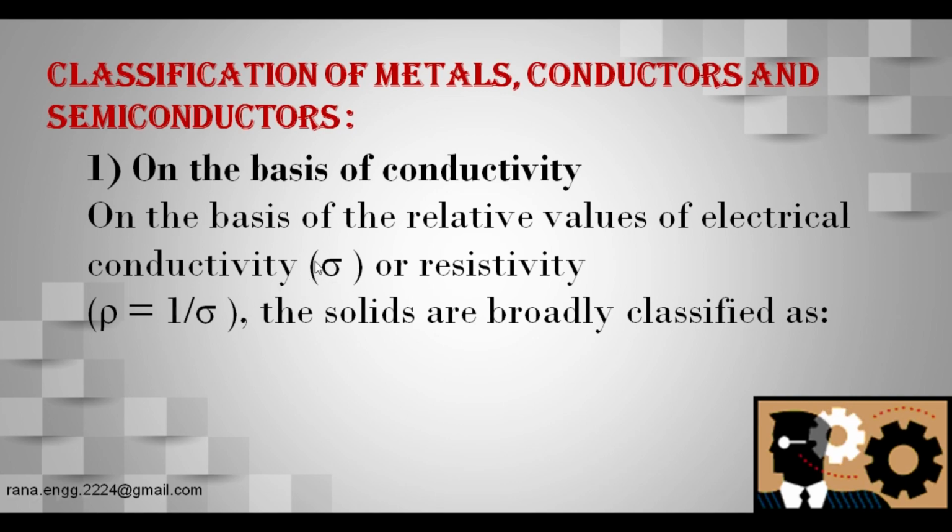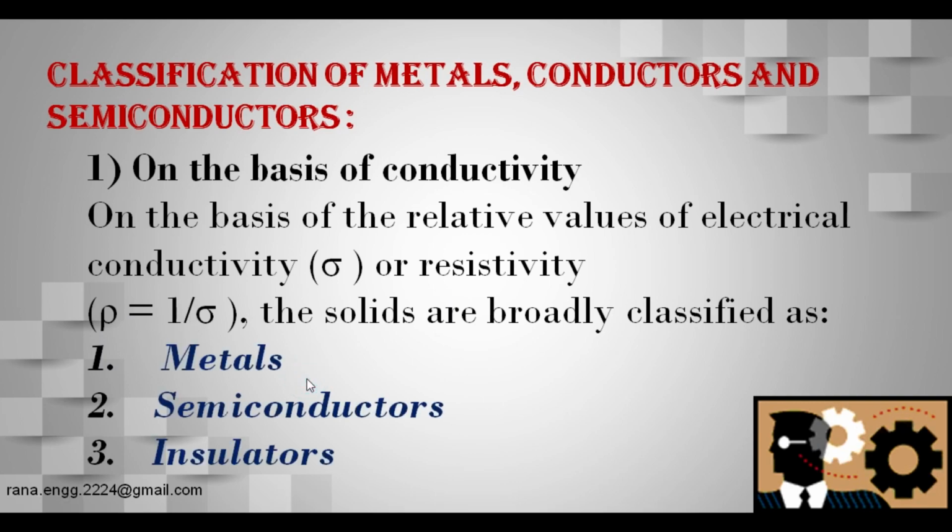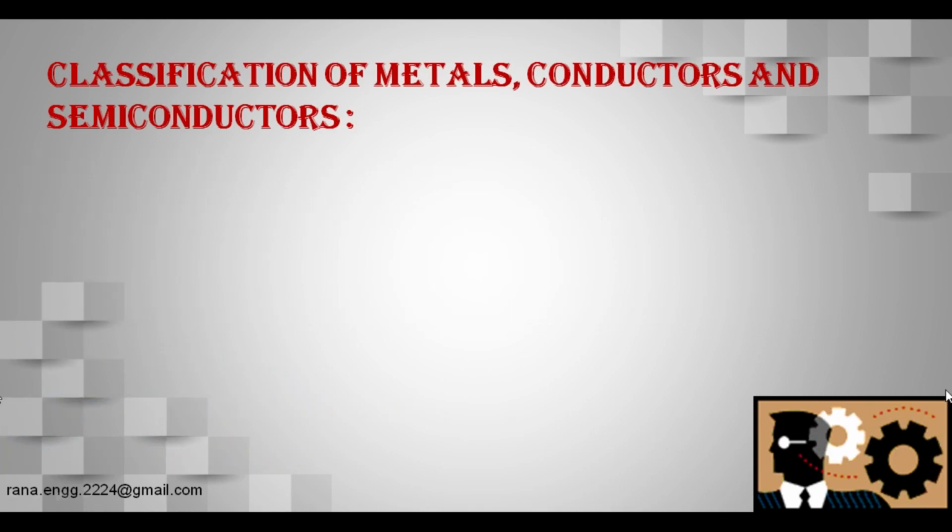Conductivity is denoted by sigma, and the opposition to this conductivity is called resistivity. It is related to resistance. It is given by rho. The rho is equal to 1 upon conductivity. So, let us see the values of conductivity for metals, semiconductors and insulators.